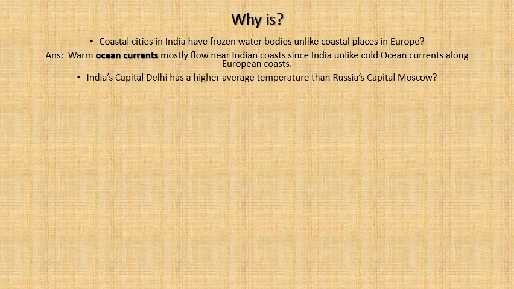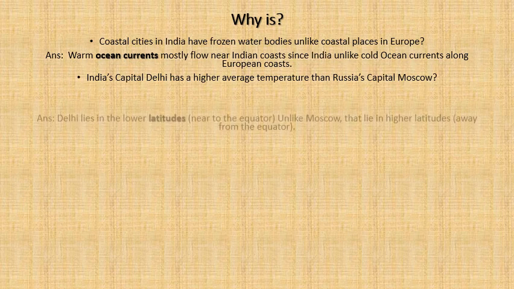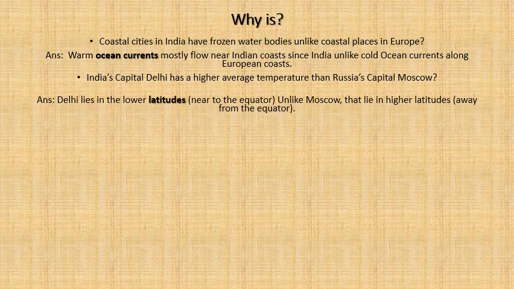Question number two. India's capital Delhi has a higher average temperature than Russia's capital Moscow. What is the reason? Delhi lies at lower latitudes near the equator unlike Moscow which lies at higher latitudes far away from the equator.